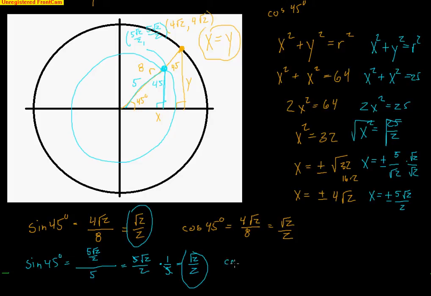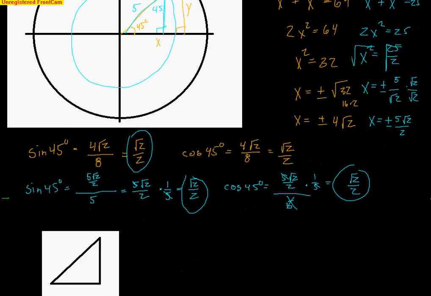So let's try cosine real quick. Cosine of 45 degrees is the x value, 5 radical 2 over 2, all divided by my radius of 5. Once again, dividing by 5 is the same as multiplying by 1/5. The 5's cancel, and I get radical 2 over 2. So what I just proved was it doesn't matter how big or how small your circle is. At 45 degrees, your sine is radical 2 over 2. Your cosine is also radical 2 over 2.